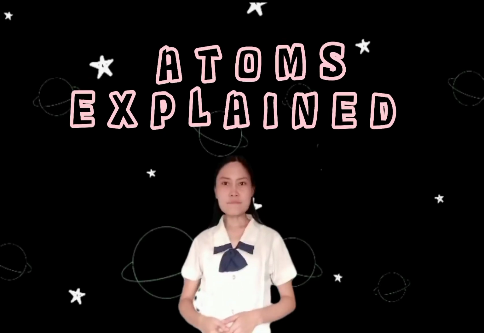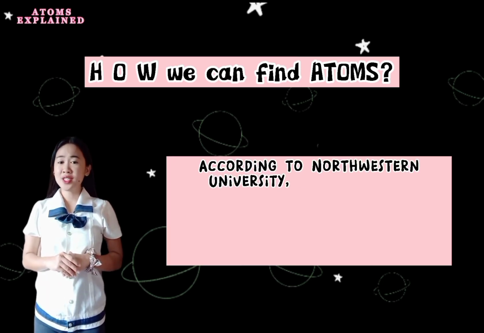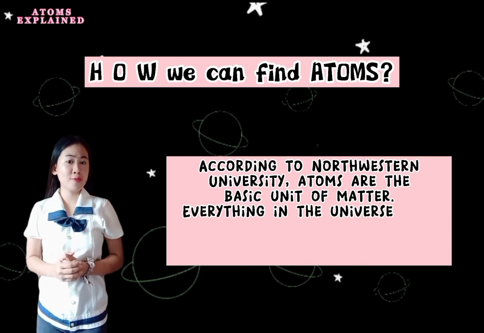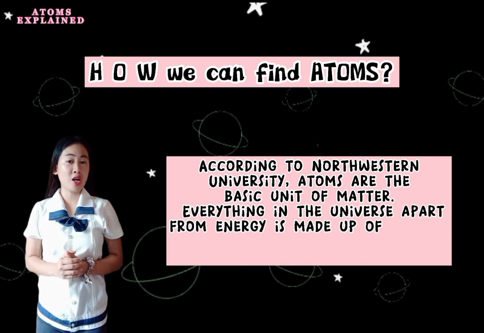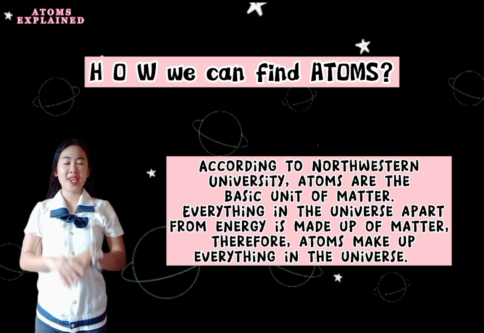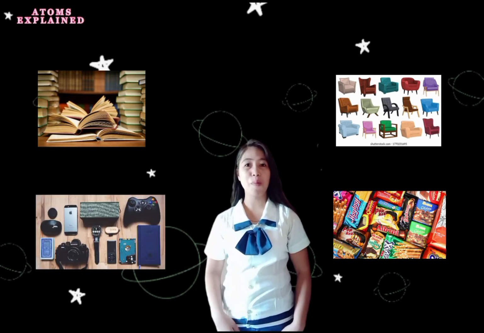This is Atoms Explained. The questions are what, where, and how we can find atoms. According to the Northwestern University, atoms are the basic units of matter. Everything in the universe apart from energy is made up of matter. Therefore, atoms make up everything in the universe. Your chair, your book, your snacks, and even your gadgets are made up of atoms.